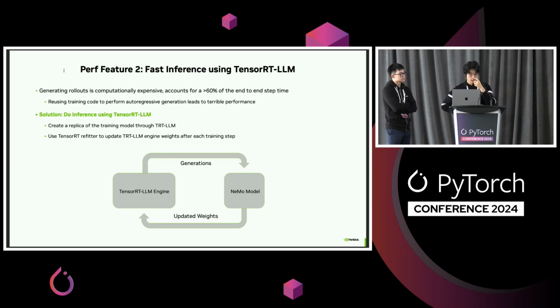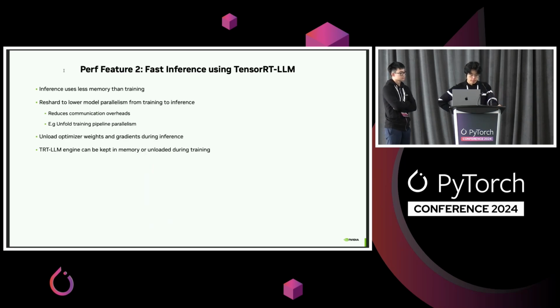Because TRT-LLM is part of the broader NeMo framework, we have really great interoperability between these two frameworks. In particular, we're able to update the weights inside TRT-LLM at really fast speed with really low overhead. So this process of switching between TRT-LLM and NeMo and vice versa happens really fast with really low overhead. In particular, the thing we use is called a TensorRT refitter, which consumes the weights that the NeMo model produces, updates its weights, and then has updated weights, produces new generations, and so on and so forth.